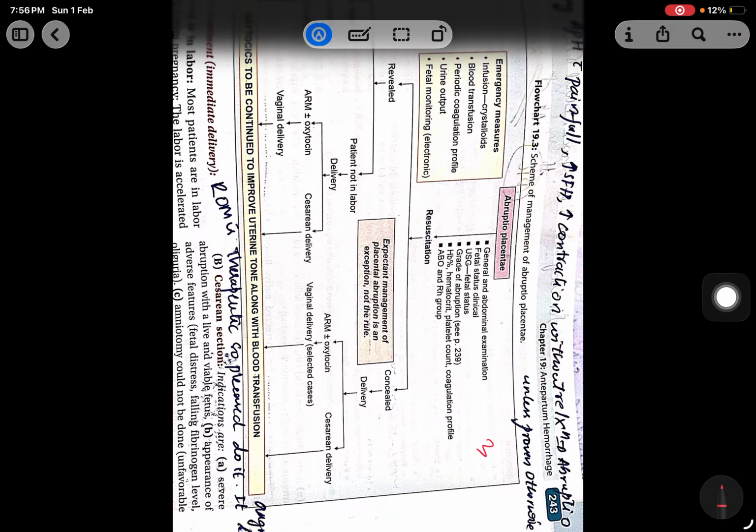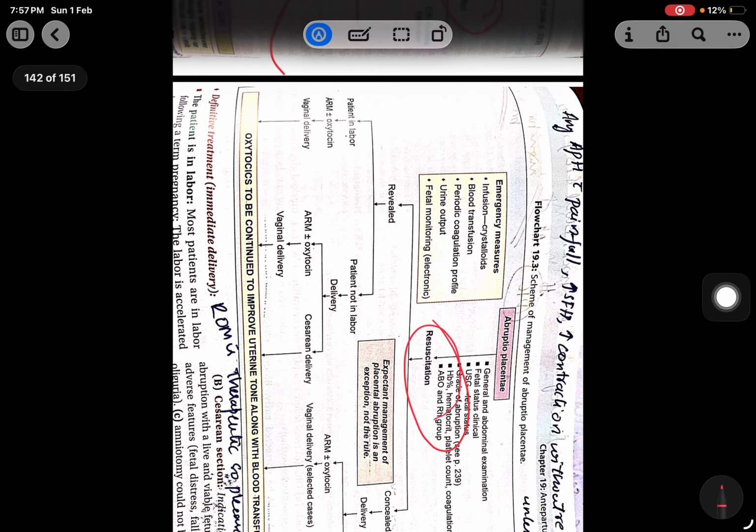Abruptio placenta, again a 3 marker or 5 marker. So what is happening? It's a painful condition. Obviously, it is one of the causes of your PPH. So again, you have to write about the emergency management, and also how you do the resuscitation part.